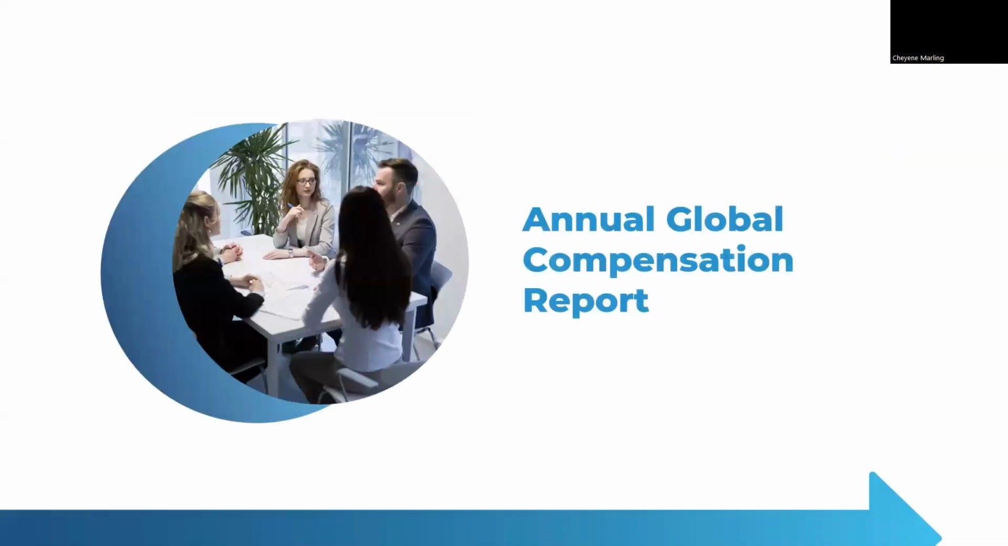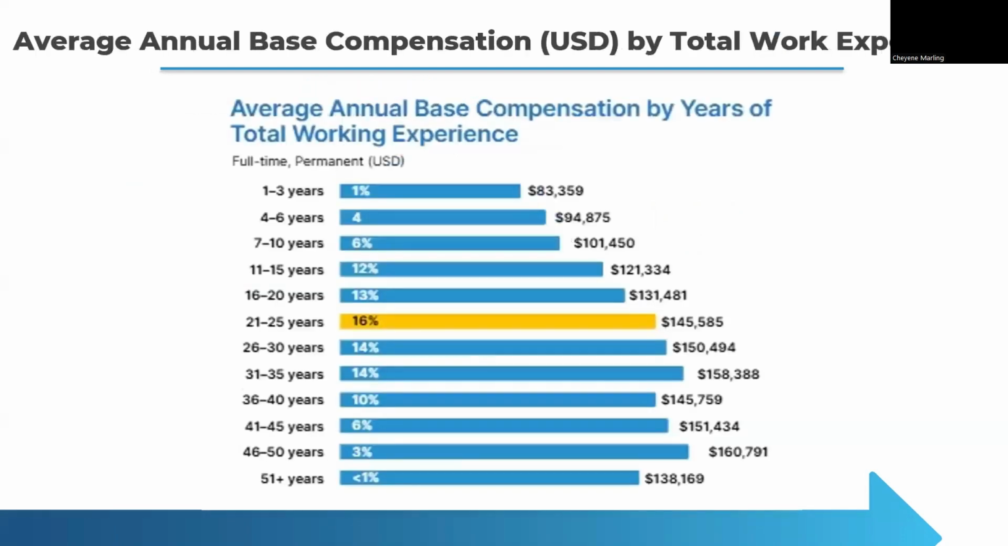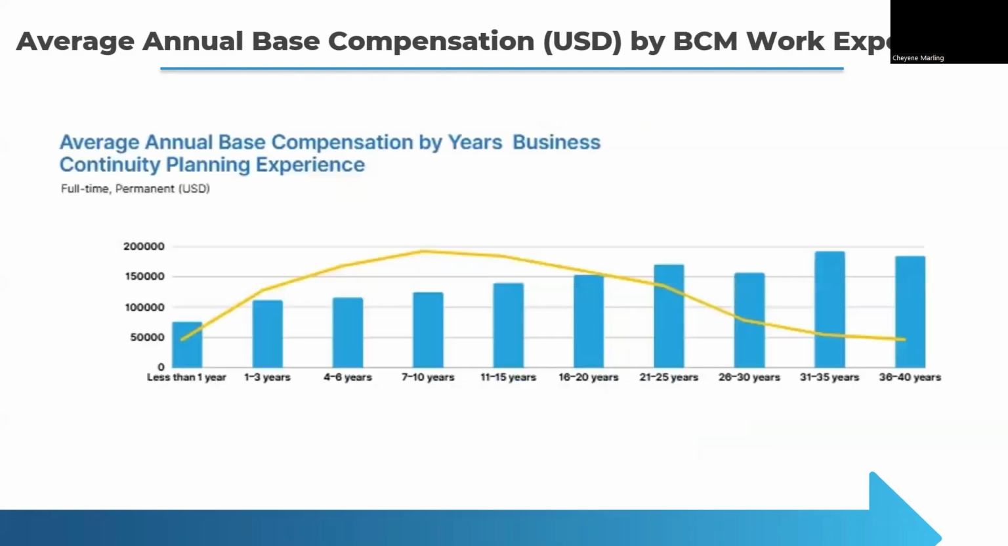Using the global compensation report, let's walk through some screenshots of the global report. Remember, these represent aggregate data across 50+ countries, converted to US dollars. We start by looking at average base compensation by job title, average compensation by years of total work experience, average compensation by years of resiliency experience.